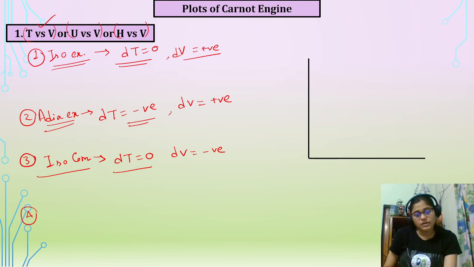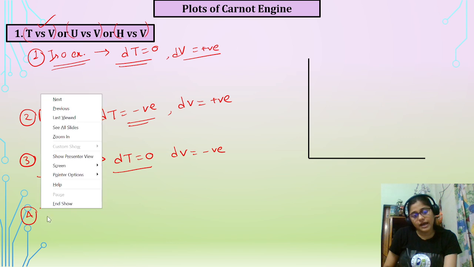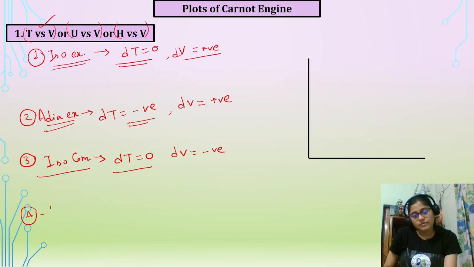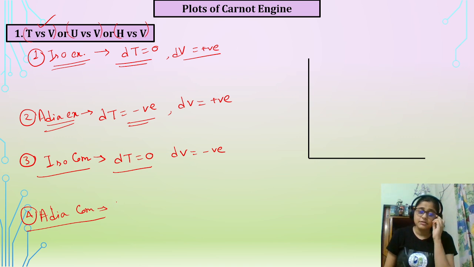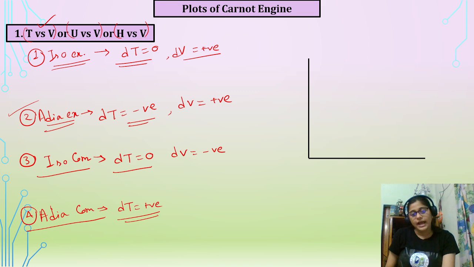Fourth, adiabatic compression. What will be here now? Adiabatic compression, dT will be positive here, okay, the opposite of the second, and dV will be negative.